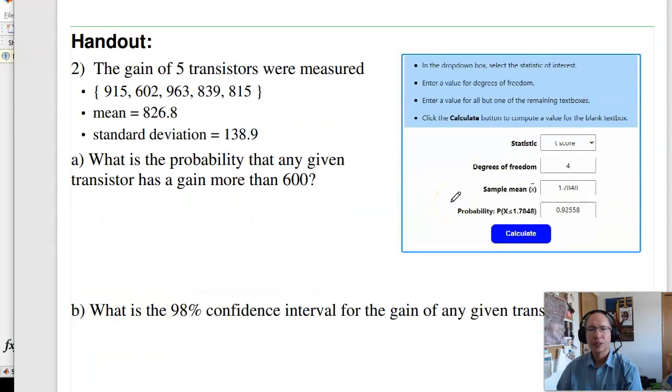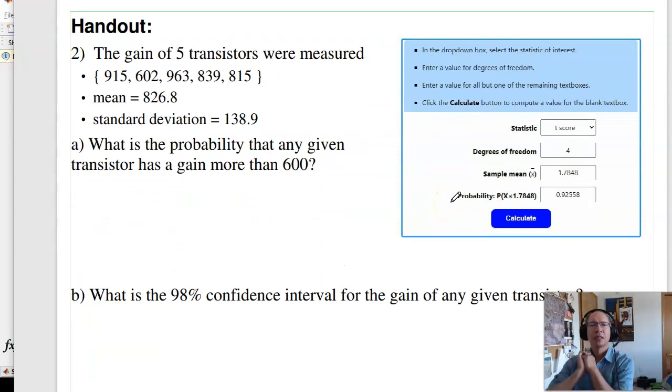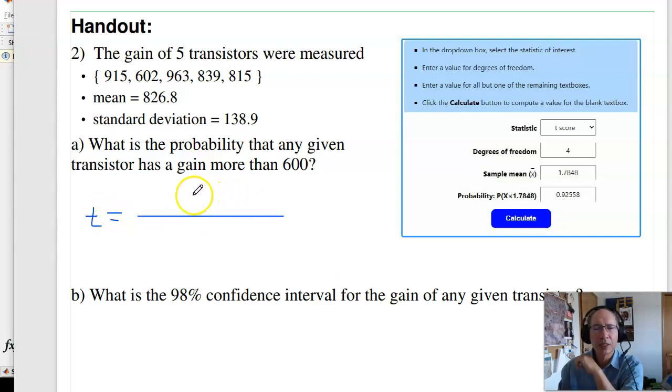So here's a problem for you. The gain of 5 transistors is as follows. There's the mean and standard deviation. What's the probability that any given transistor has a gain of at least 600? Well, to do that, I need to form the t-score. The t-score is how far 600 is from the mean in terms of standard deviations.